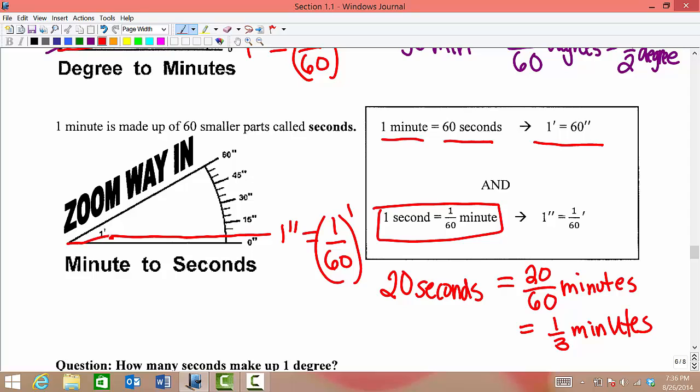So if you think about that, 20 seconds would be overall 1/3 of 1 minute. So we can use this as kind of like a little conversion to go from seconds to how much is 20 seconds, how much is that of 1 minute? And that would be 1/3 of a minute.